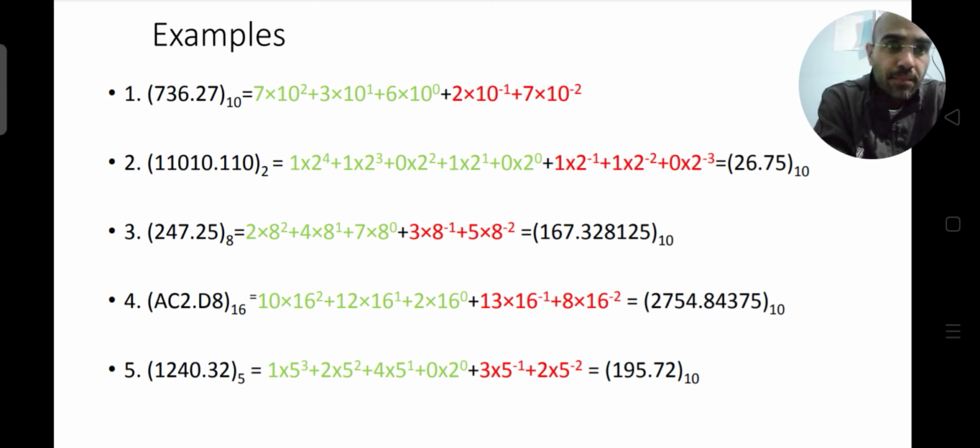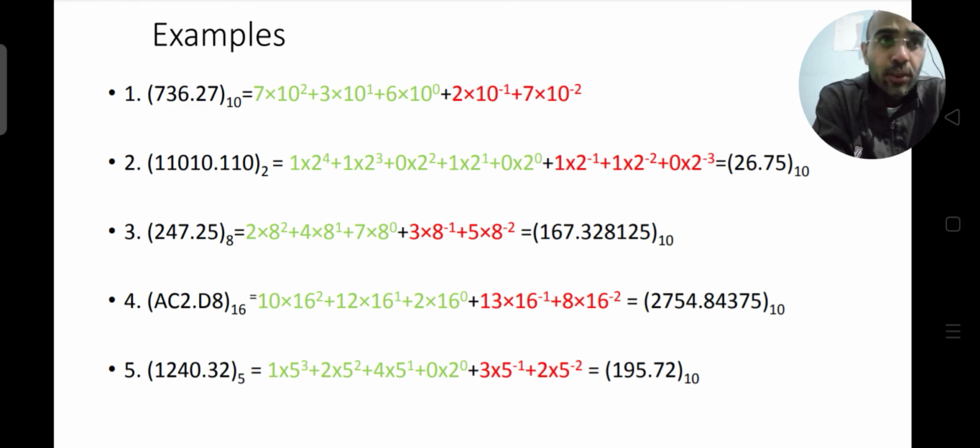To convert this number in decimal number system, we have to multiply each of the face values with the place value of the number. So 1 into 5 to the power 3 plus 2 into 5 to the power 2 plus 4 into 5 to the power 1 plus 0 into 5 to the power 0 plus 3 into 5 to the power minus 1 plus 2 into 5 to the power minus 2, which becomes equal to 195.72 in base 10.